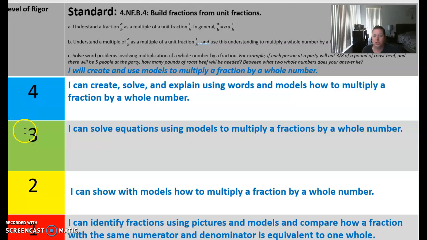We are going to be building fractions from unit fractions. I will create and use models to multiply a fraction by a whole number. I can solve equations using models to multiply fractions by a whole number. So not only do you need to be able to multiply, you need to be able to show it using models.